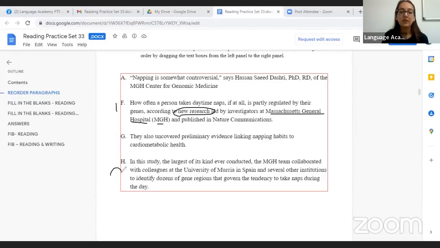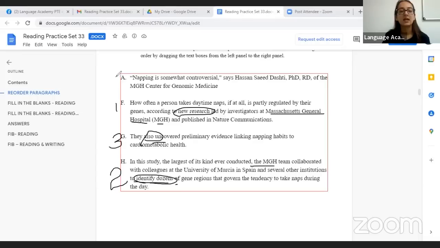So we'll continue. What happens is in this study, the largest of its kind ever conducted, the MGH team collaborated with colleagues from other universities and institutions to identify dozens of gene regions that govern the tendency to take naps during the day. So this is what they have done. Here they said they collaborated to identify. So this is the work. And then they also uncovered, this is also what they have done. So they have done thing number one, they have done thing number two.